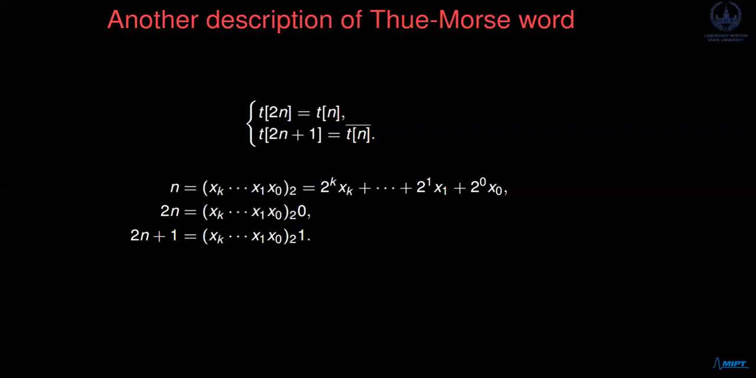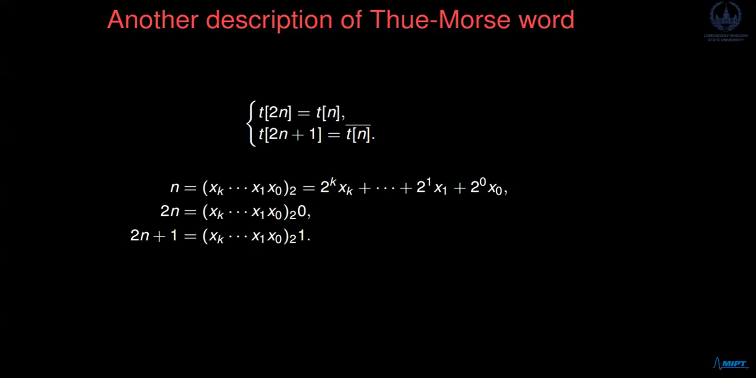What about binary representation? Another way to describe the indices in the Thue-Morse sequence is using the binary representation of integers. Let n be represented in binary as x_k through x_1 x_0, which means n is equal to 2 to the power k times x_k, plus and so on, plus 2 to the power 1 times x_1, plus 2 to the power 0 times x_0.